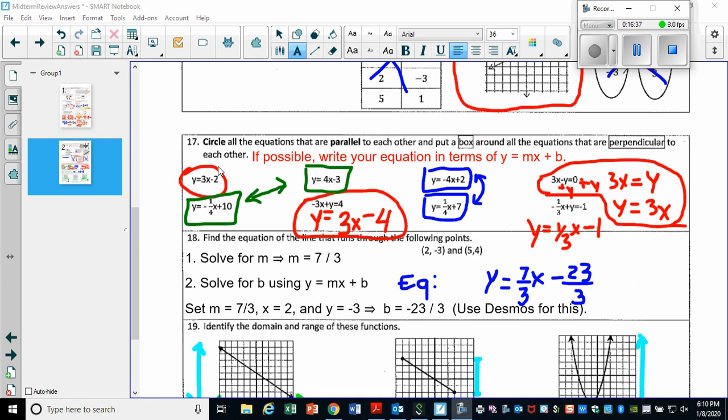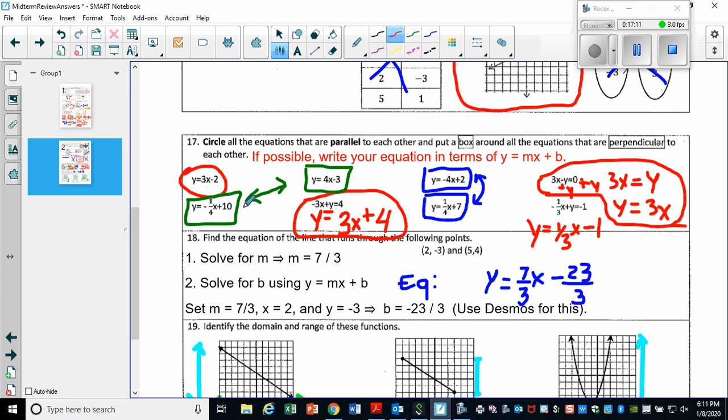So the results were the three equations that were circled: y equals 3x minus 2, y equals 3x minus 4. That should be a plus 4. I am sorry, I gave you wrong information on the answer key, so that is my fault, but I will fix that for you. And 3x equals y, or y equals 3x.